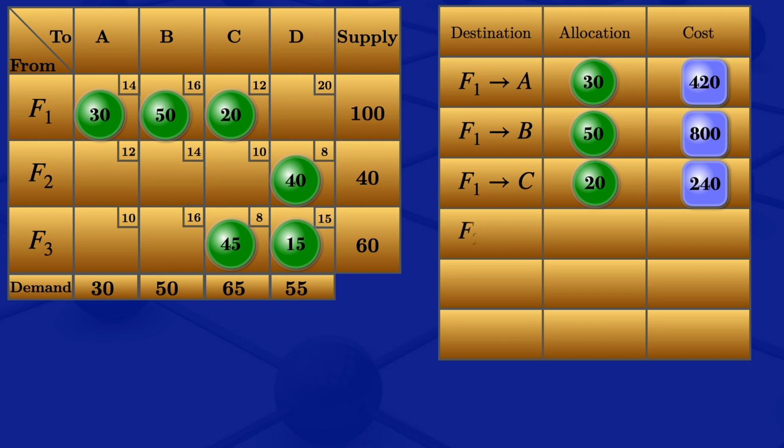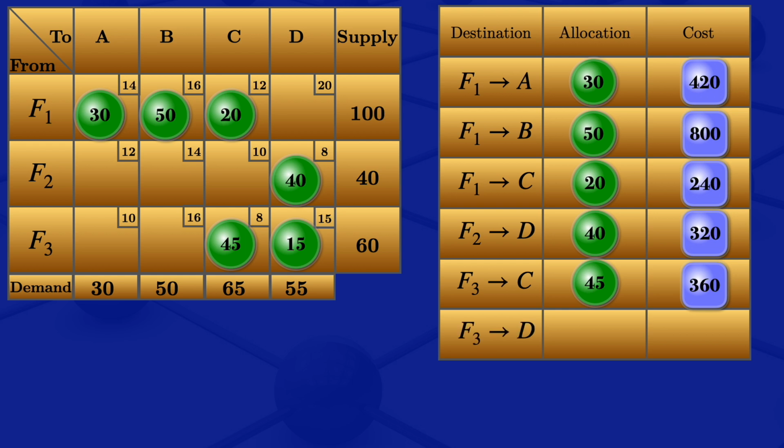From F2 to D, we have allocated 40 units at a unit cost of 8. 40 times 8 will give us a cost of 320. From F3 to C, we have allocated 45 units at a unit cost of 8. 45 times 8 will give us a cost of 360. From F3 to D, we have allocated 15 units at a unit cost of 15. 15 times 15 will give us 225. The total of these costs will come to 2,365.